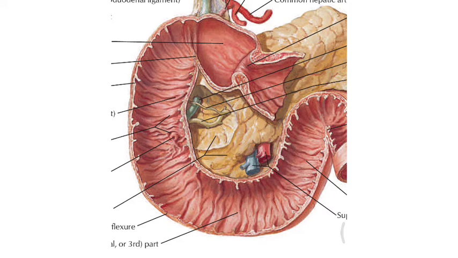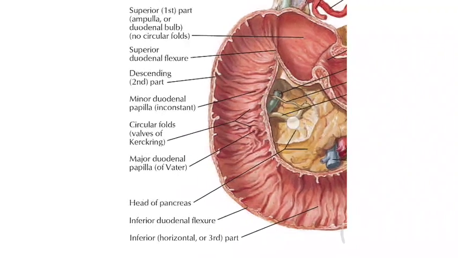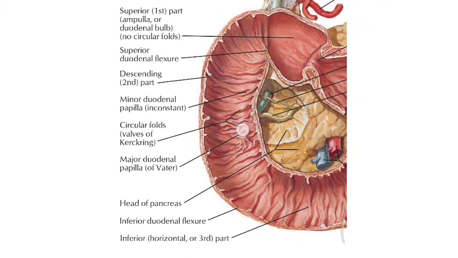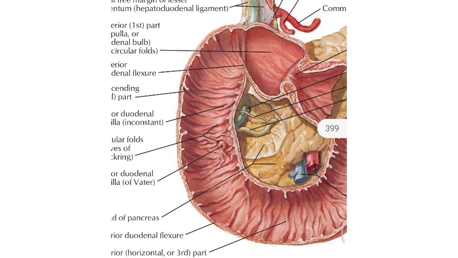Then you have the major duodenal papilla on this region. It is a conical projection arising from the posteromedial wall of the second part and is situated about 8 to 10 cm distal to the pylorus region. This is the pylorus region. From here, it is around 8 to 10 cm away. Its summit presents a single orifice through which the bile duct and the pancreatic ducts open.